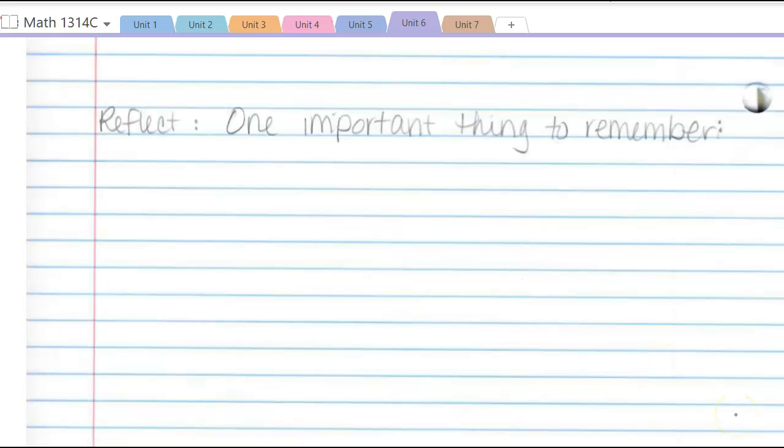Now let's turn our attention to the reflect for the page. Our reflect states for us to state one important thing to remember from this lecture about solving rational equations. This concludes this video.